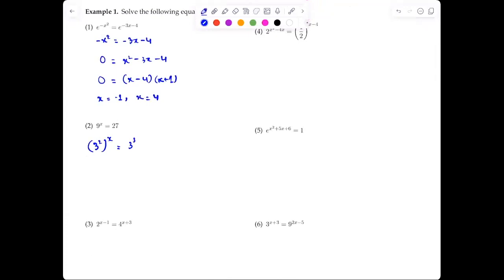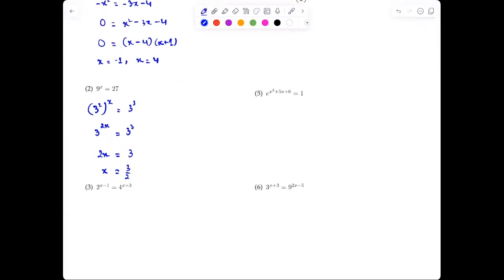Now for the left-hand side, 3 squared raised to the power x, you can rewrite this as 3 to the power 2x. And on the right-hand side is 3 cubed. Now you have the same base, you just match the exponents together, and you get 2x equal to 3, or x is equal to 3/2. Any questions? Good.